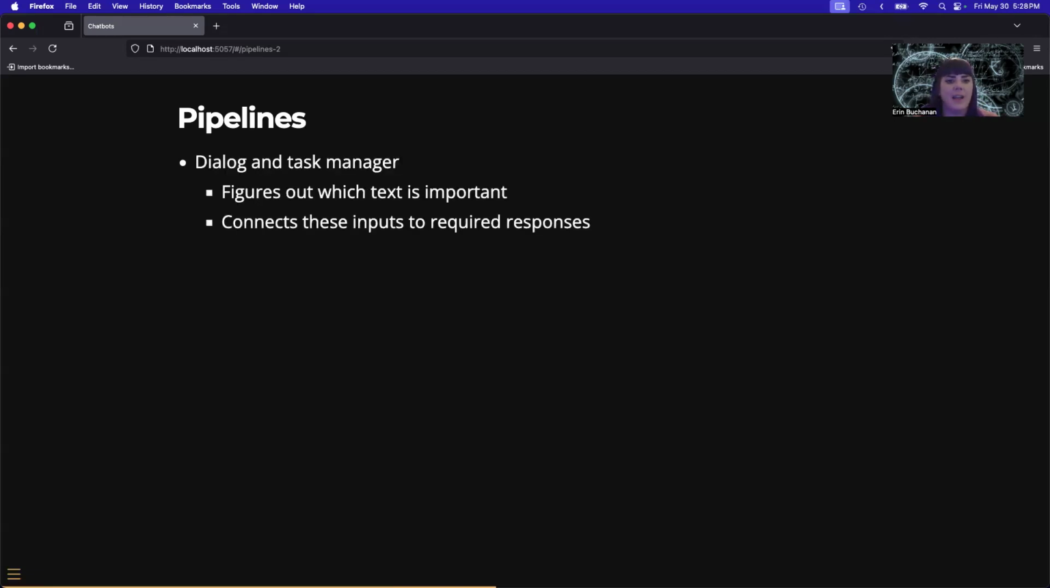Now the dialogue and task manager figures out this is the important part, and it connects those inputs to required responses. So when I was training people how to use Rasa, essentially it allows you to say, okay, they're wanting the weather, run this weather API and come back to me. I'm gonna take that piece of information, temperature, stick it in the right place and spit it back out.